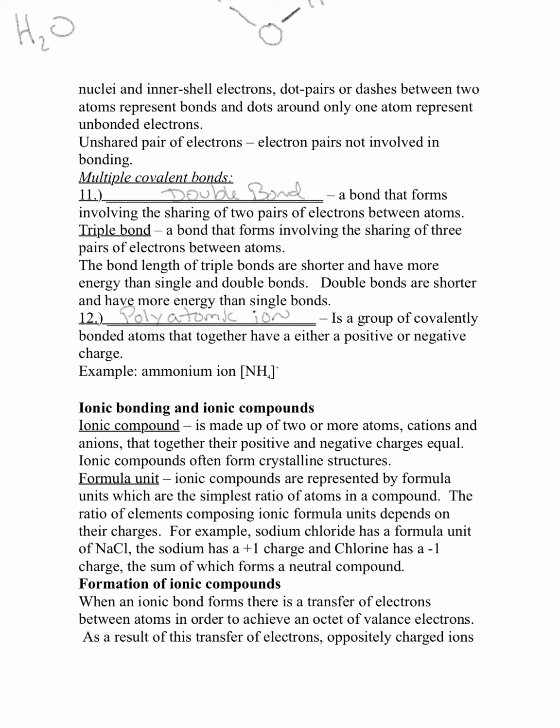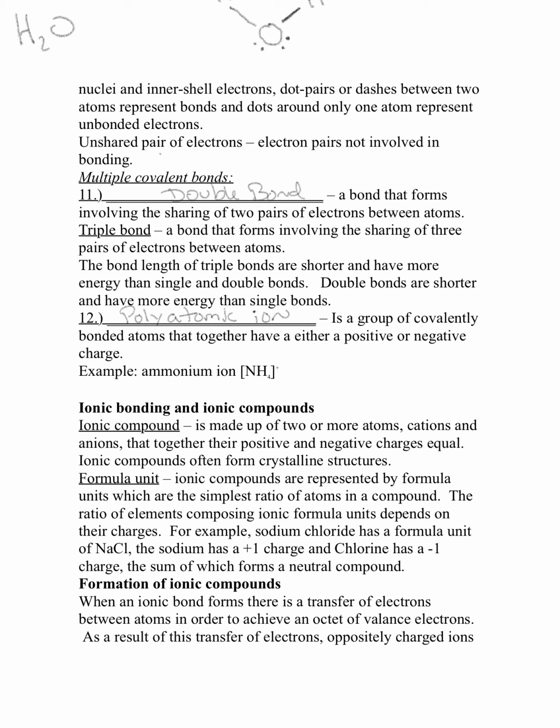And then I have 2 pairs of electrons. So I have 1, 2, 3, 4. So those dots are representing the unbonded electrons around the oxygen atom. So that's an example of a Lewis structure. So unshared pairs of electrons are not involved in bonding.